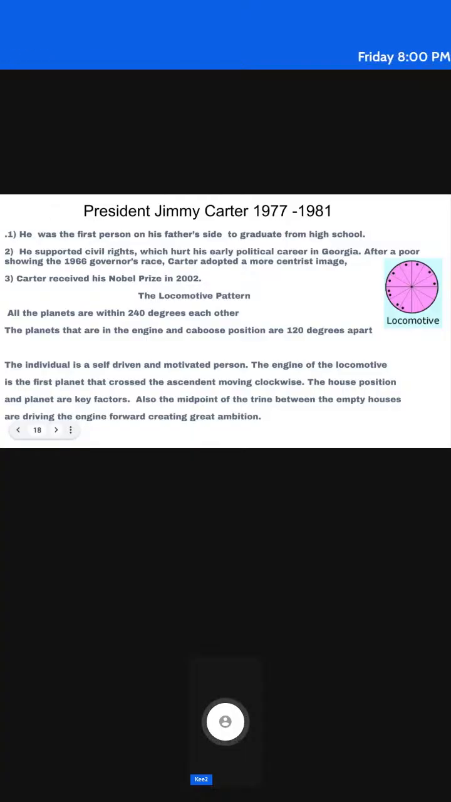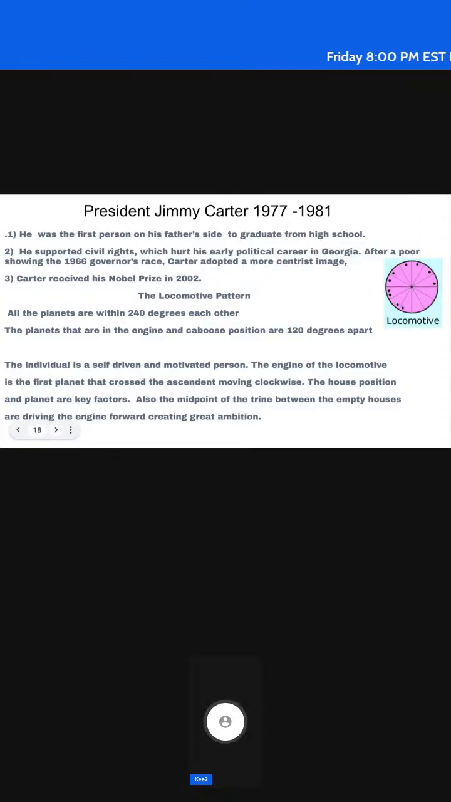The individual is a self-driven and motivated person. The engine of the locomotive is the first planet that crosses the ascendant, moving clockwise. The house position and planet are key factors. So you want to pay close attention to the engine. What house is the engine in and its position.